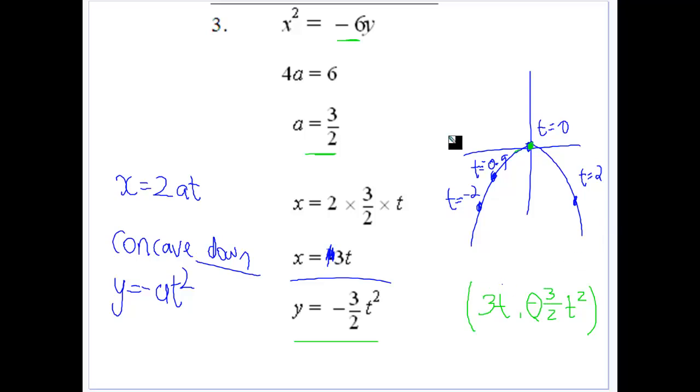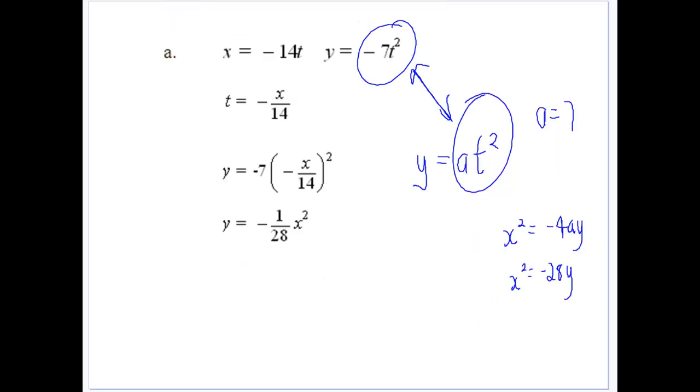So we're getting different values of t, which give us different points on the parabola. And in this case, it's concave down, so we have to identify that. So again, concave down there. So what happens if x is minus 14t? Well, that's going to give us our minus 1 on 28x when we do our manipulation.